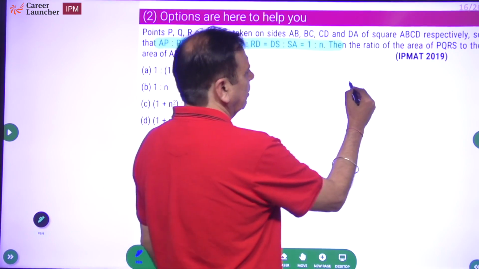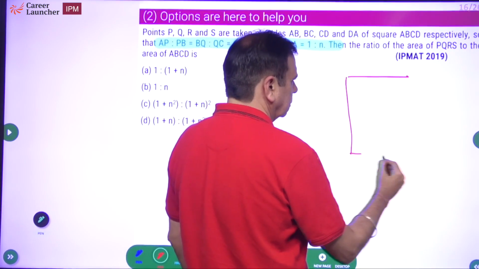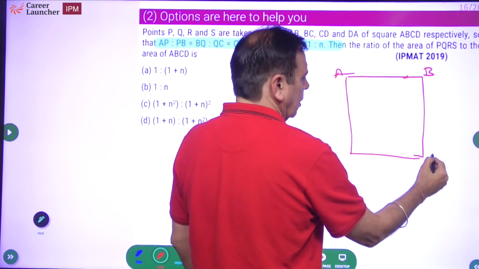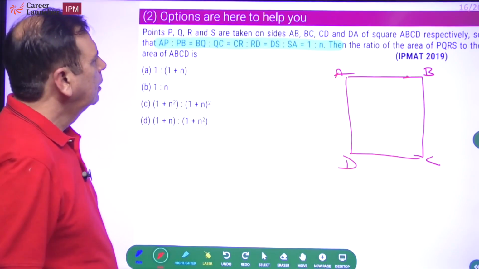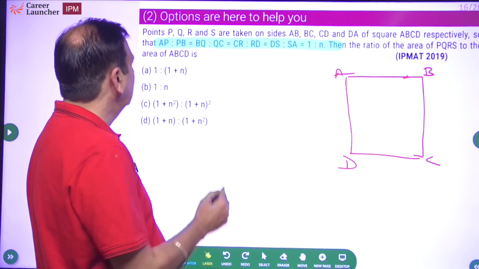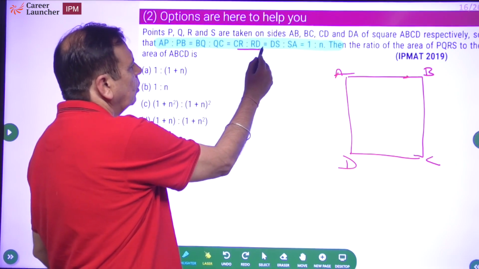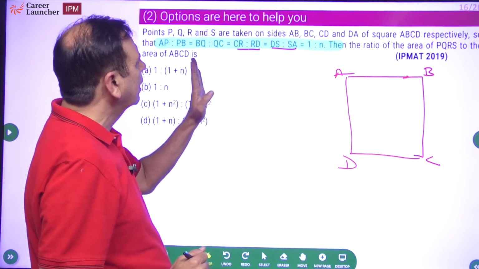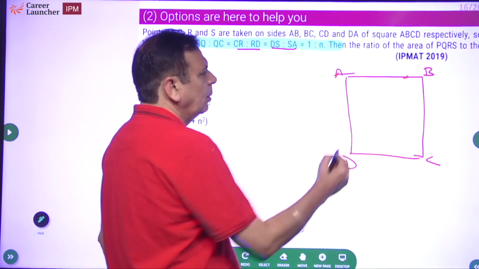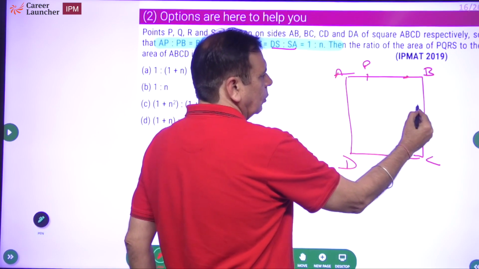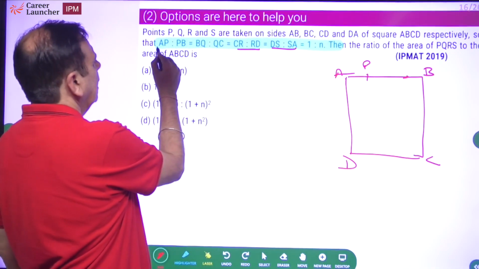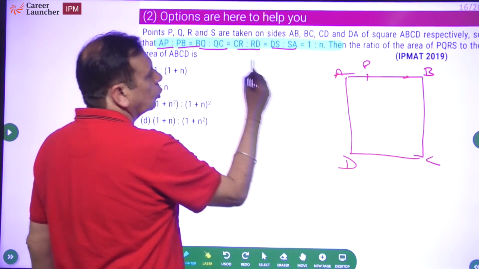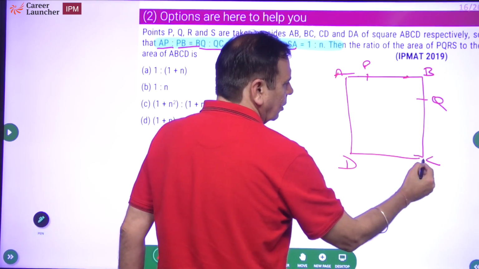It says ABCD. ABCD is a square. Okay. Done? Now, AP is to PB is equal to BQ is to QC, CR is to RD, DS is to SA, 1:n. Okay? What are these PQRS? PQRS are on AB, BC, on the four sides. So, मैंने P को यहाँ ले लिया. Q को, now remember, it says AP to PB should be equal to BQ to QC. So, अगर मैंने Q को यहाँ डाल दिया, so QC.